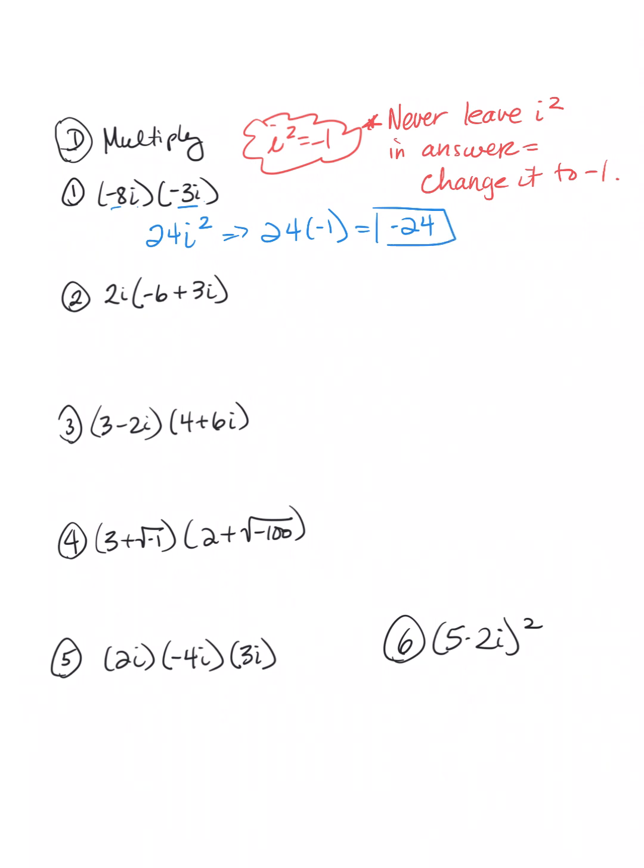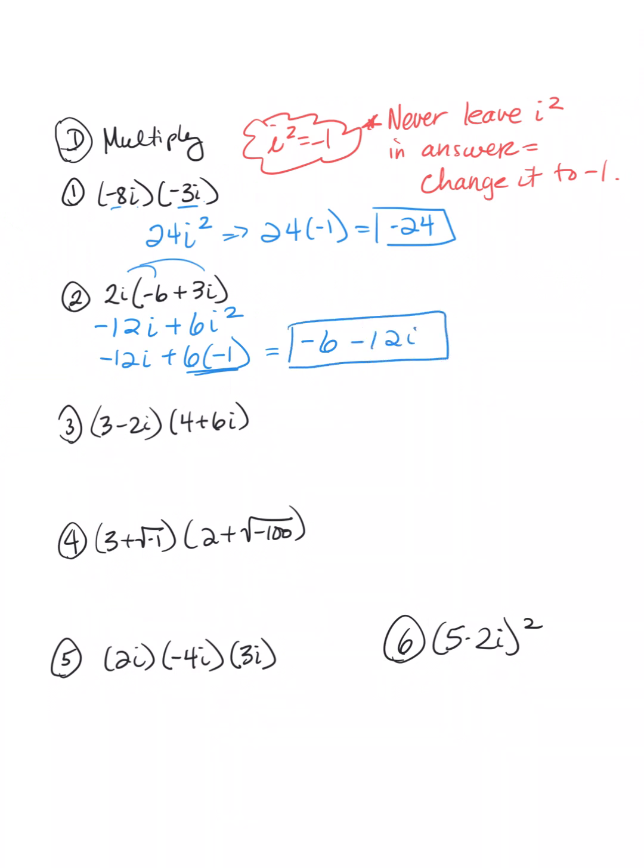Number 2, I would distribute first. So I would put -12i plus 6i squared. Well, let's clean that up. -12i I can't do anything with, but plus 6 times -1 means I have a -6. Put the real stuff in the front, remember, and the imaginary parts in the back. So -6 minus 12i.